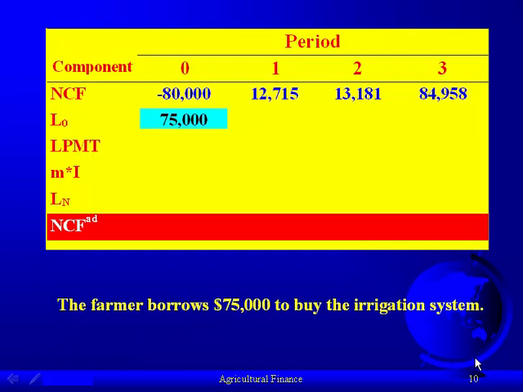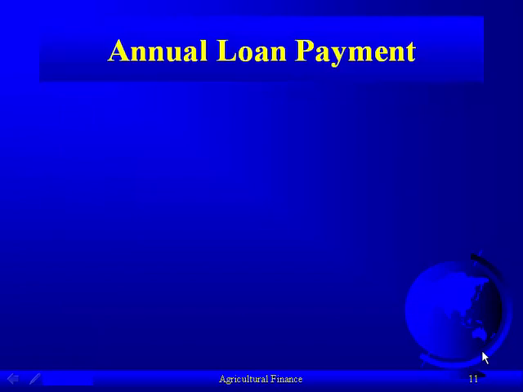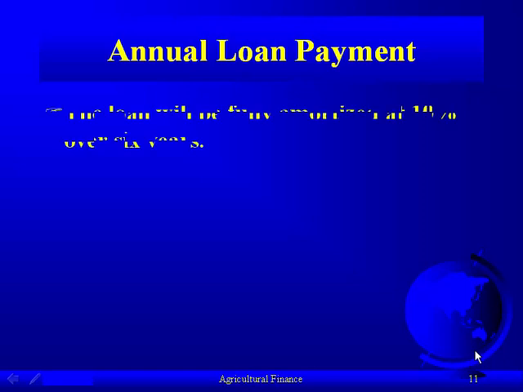The second line, this L naught: if you look on page 44, information has been given that a lender will loan the farmer $75,000 to buy this irrigation system. And since it cost $80,000 and he borrowed $75,000, of course, the farmer is going to have to come up with a $5,000 down payment. Well, if he borrows $75,000, what is his annual loan payment?